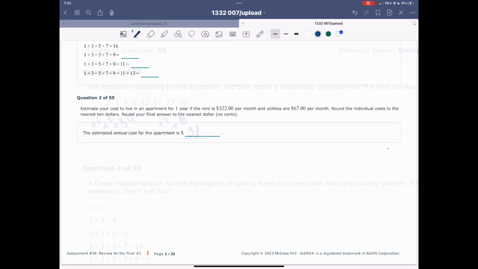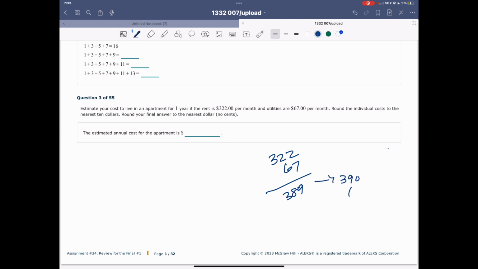Find the cost to live in an apartment for 1 year if the rent is $322 and utilities are $67 per month. Round the individual cost to the nearest dollar. Round your final answer to the nearest dollar. Okay, so you're rounding to the nearest 10. So the first thing you're going to do is you're going to add. So it's 322 plus 67 is $389. Round to the nearest $10. So that's $390 times 12.